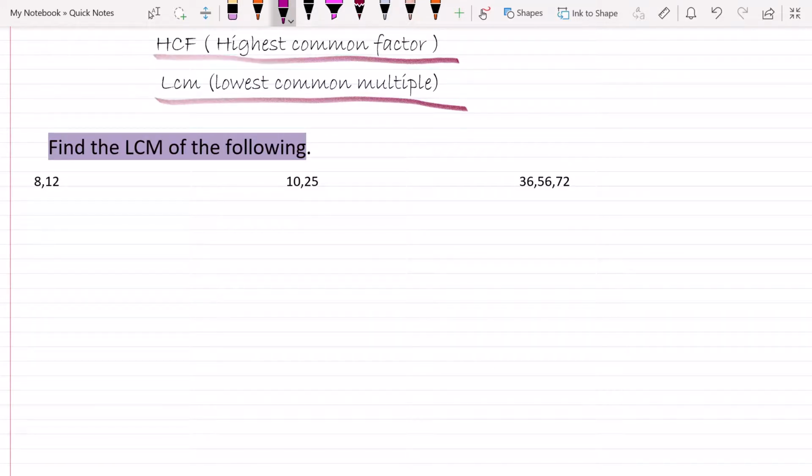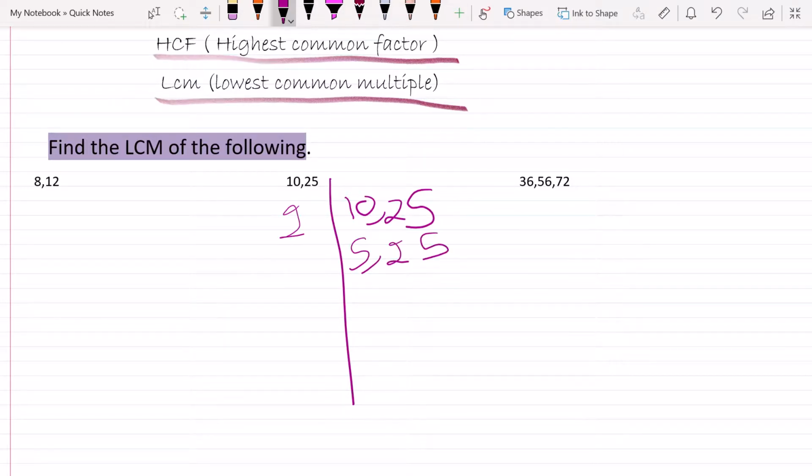Next example, we have 10 and 25. Is there any factor that's divisible by 10 or 25? Yes, there is. It's the 2. 10 divided by 2 is 5. 25 divided by 2 cannot divide it, because we will get a decimal as an answer and we don't want a decimal. So we will write it down as it is.